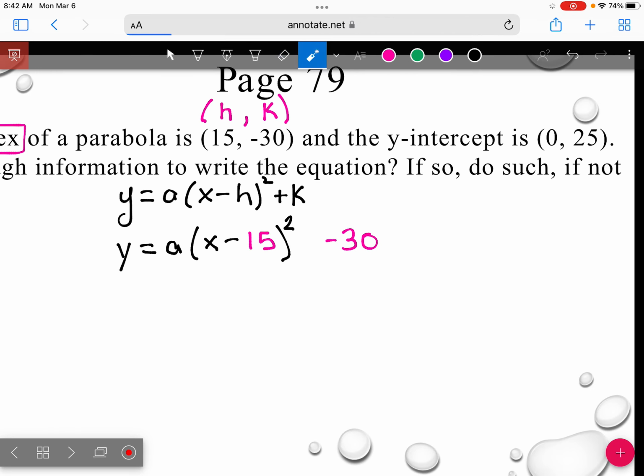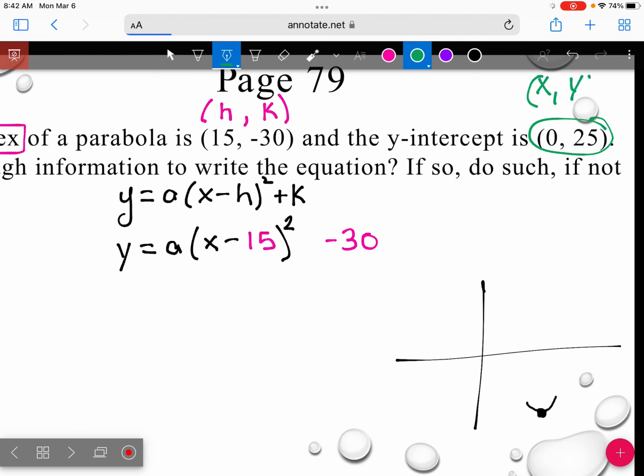Do I have another point that I can plug in for my parabola here? What we know is we know our vertex is at 15, negative 30. I know I've got a vertex here. That's my top of my parabola. So it's going to do something like that, probably. Do I have another point to plug in? Yeah, this is 0, 25. It's still an x comma y. I can still plug in 0.